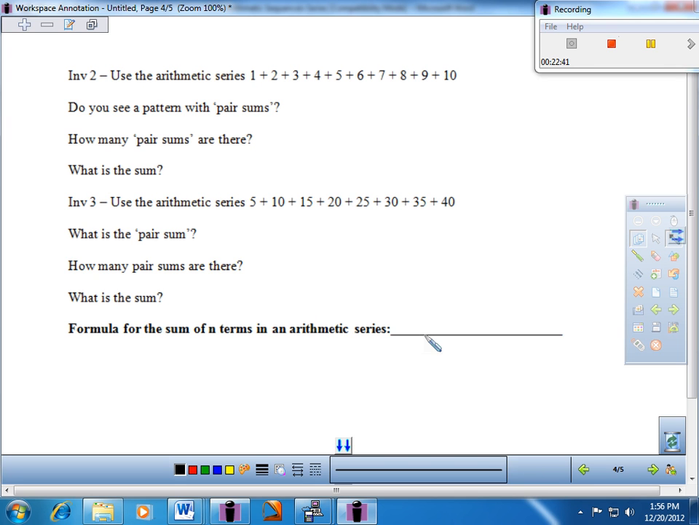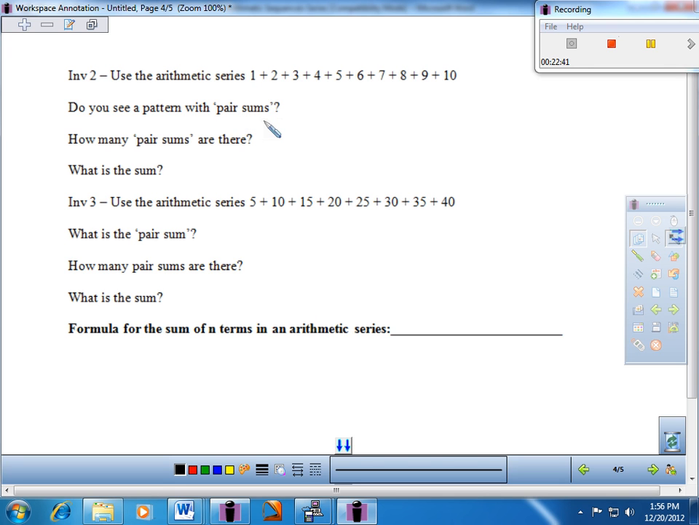So, arithmetic, nice and simple, everyone. I know you could all just expand this out, which, well, it's expanded. I know you could just go ahead and manually add those numbers together. That's not what I'm after here. I'm just wondering if we see a pattern. And so it says on your paper, do you see a pattern with what are called pair sums?